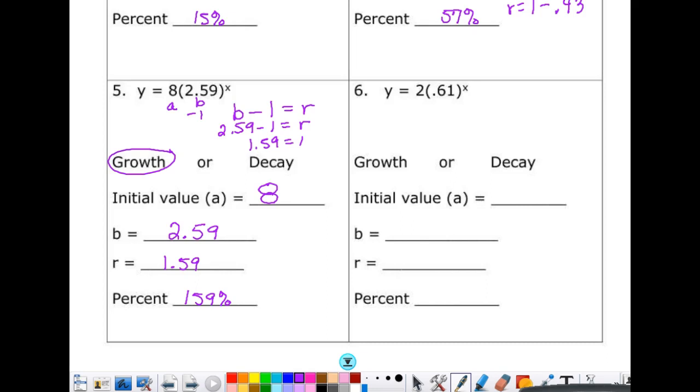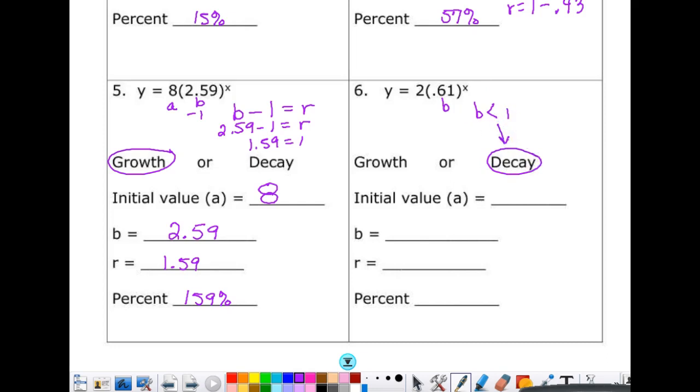Again, like maybe bacteria in your body or something. You know, when you get an infection, you get sick. I don't know if bacteria in your body grow that fast, but we can pretend. Okay, so is this growth or decay? You look right here. Okay, B is less than 1, so we know it's decay.